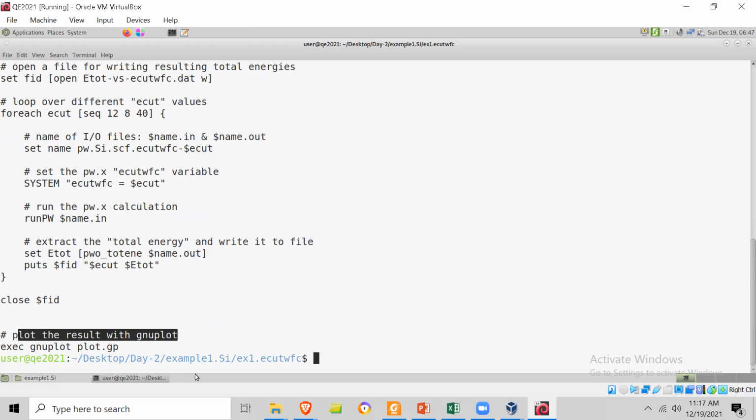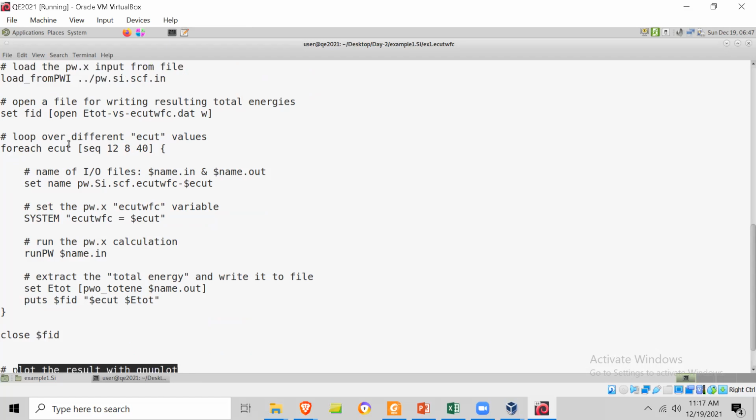They have put some comments here, which makes it easier to understand. Everything inside these curly brackets will be repeated for all the values in the sequence from 12 to 40 in steps of 8. So it will first do 12, then it will increase ecut by 8, which is 20. Then it will do that for 20, and keep on doing that. You don't have to manually change anything.